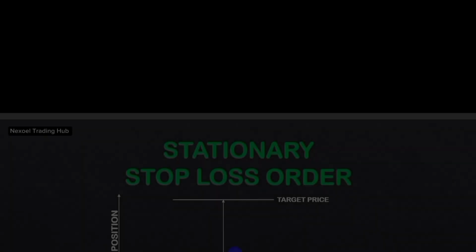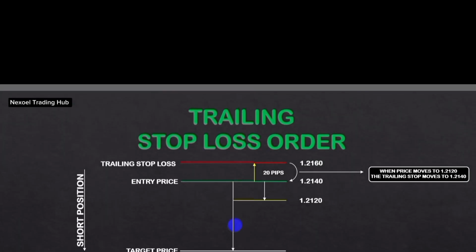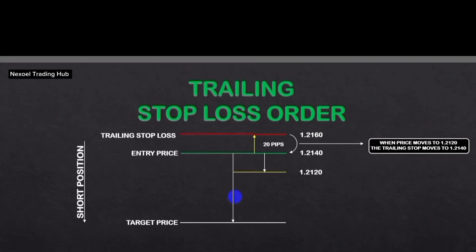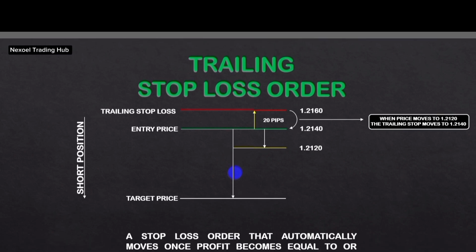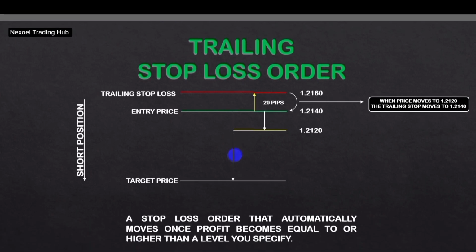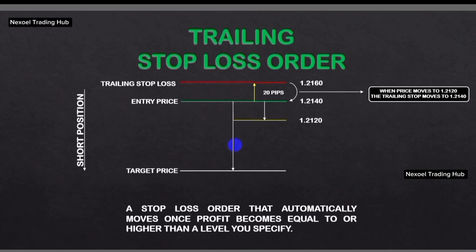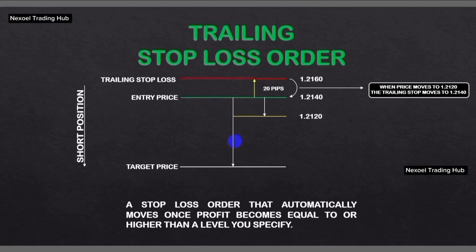The next Forex markets order that we have is what we call the trailing stop loss. From the word trailing, you would understand that it has to do with motion, with movements. It is dynamic in nature. The stationary stop loss is not dynamic. It is only movable when the trader decides to change the stop loss price level. But for the trailing stop loss, it is movable as price moves in your favor. It's a stop loss order that automatically moves once profit becomes equal to or higher than a level you specify.